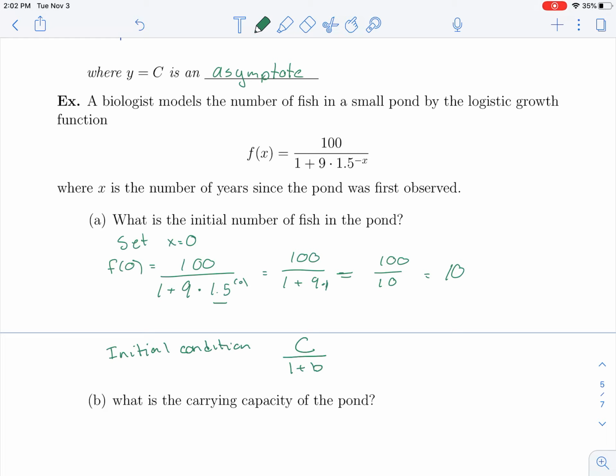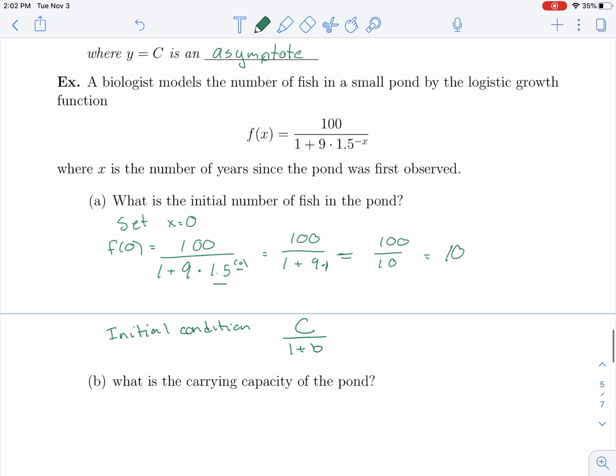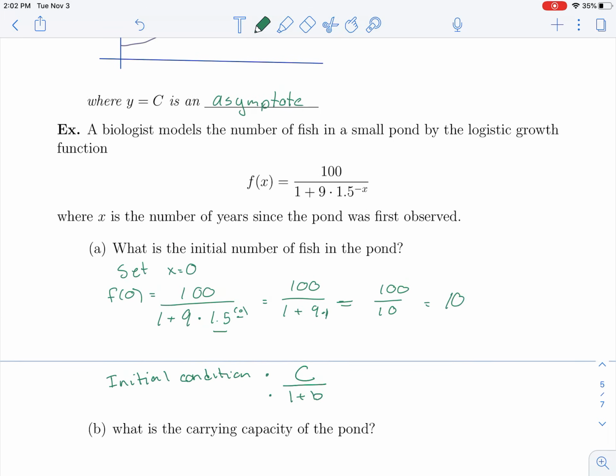A is 1.5, right, negative x, but that's 0, so that goes away. So that can be our initial condition. Great. What is the carrying capacity? Well, that one's not too hard to find. That's just that top number.